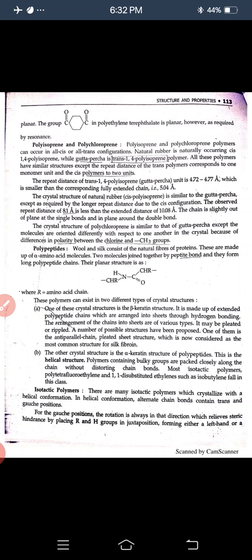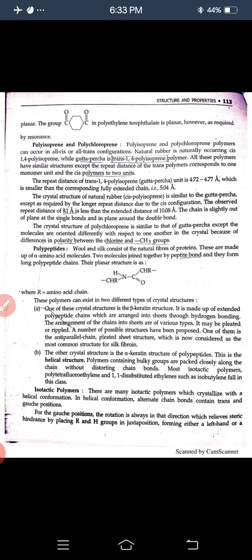The other crystal structure is the alpha keratin structure of the polypeptide. This is the helical structure. Polymers containing bulky groups are packed closely along the chain without distorting chain bonds. Most isotactic polymers, polytetrafluoroethylene and 1,1-disubstituted ethylenes, such as isobutylene, fall in this class. Isotactic polymer: there are many isotactic polymers which crystallize with a helical conformation.